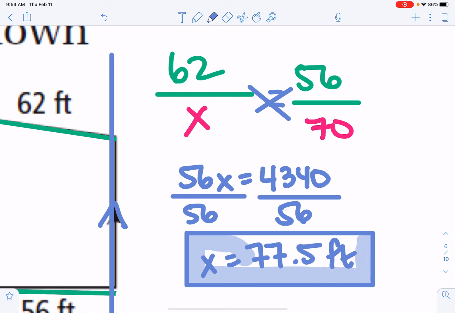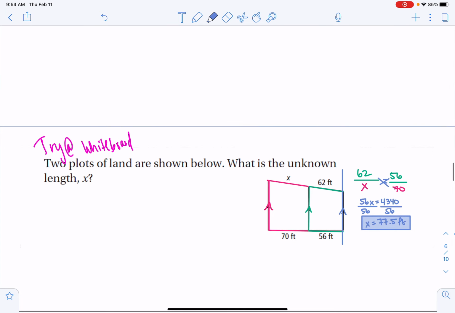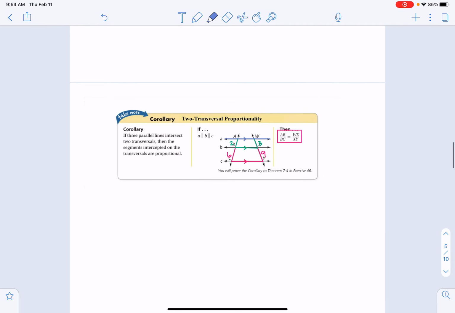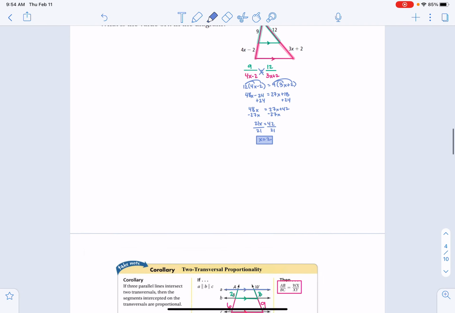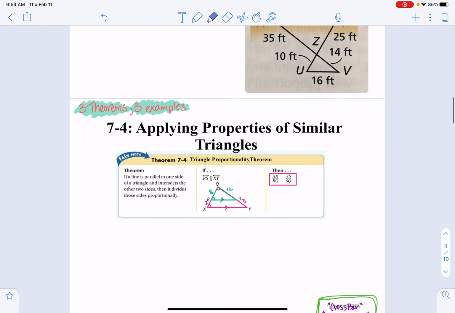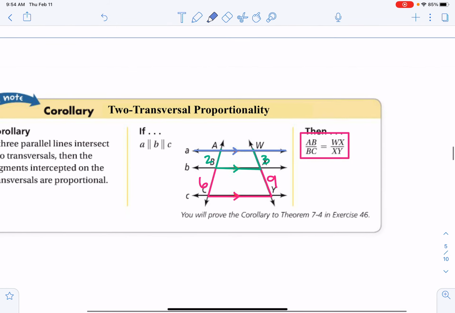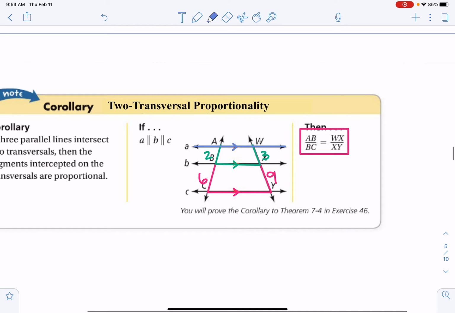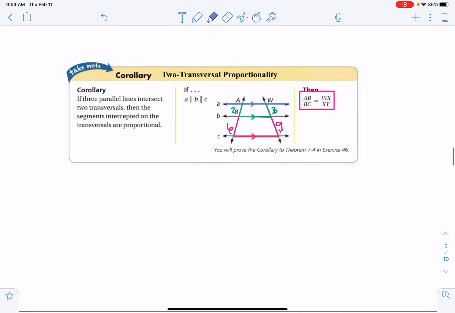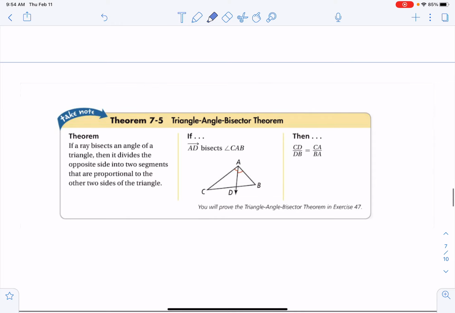Make it pretty. And they just asked for the length x, so they didn't ask us to plug it back in. We could, of course, plug it back in and double check that our numbers check out. So that is 2 transversal proportionality. So just reviewing, we've done triangle proportionality theorem. We've done 2 transversal proportionality, which is kind of the same, it's just with the top of the triangle cut off. And then our last one is called triangle angle bisector theorem.